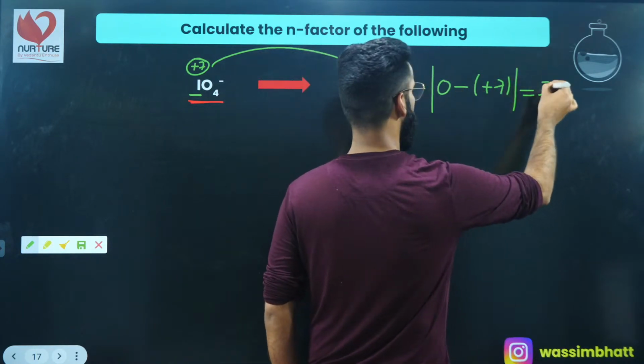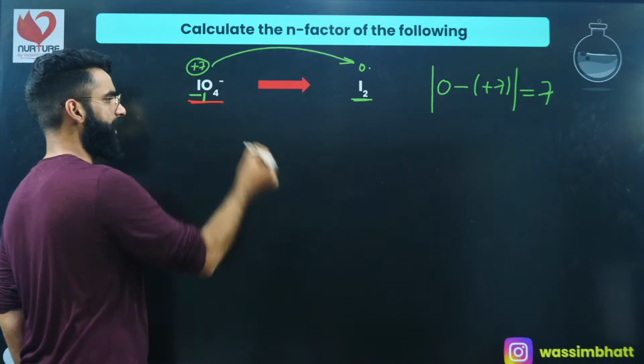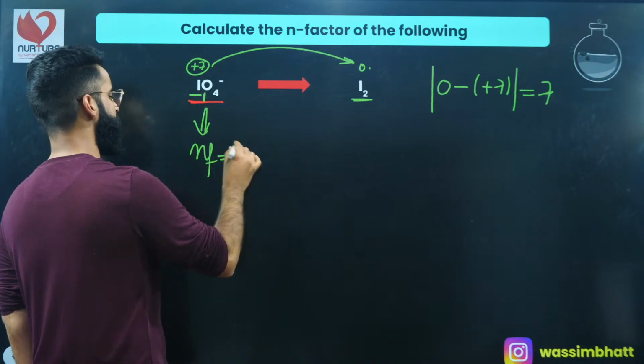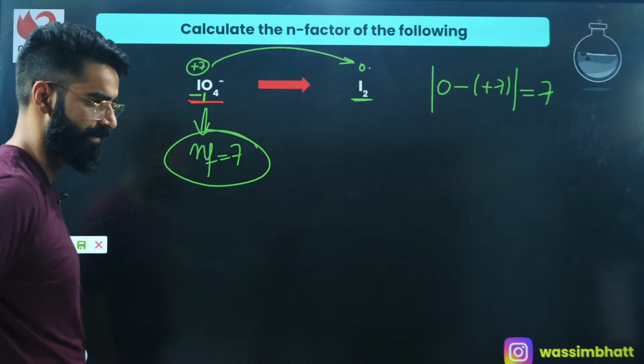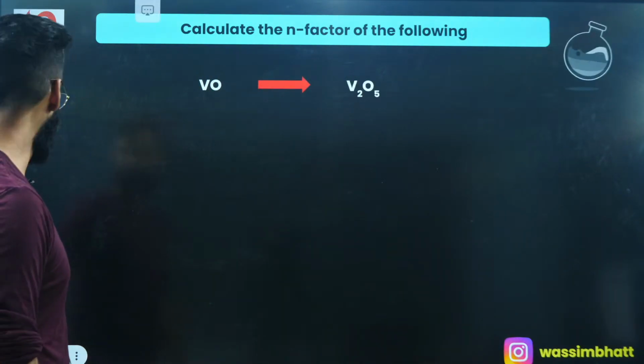7 is the change in the oxidation state for 1 atom of iodine, and currently I've got only 1 atom of iodine. So its N factor is simply going to be 7 only, right? So the N factor of IO4 negative is simply going to be 7. I'm sure it's clear to everyone, right? Perfect. One more for you.